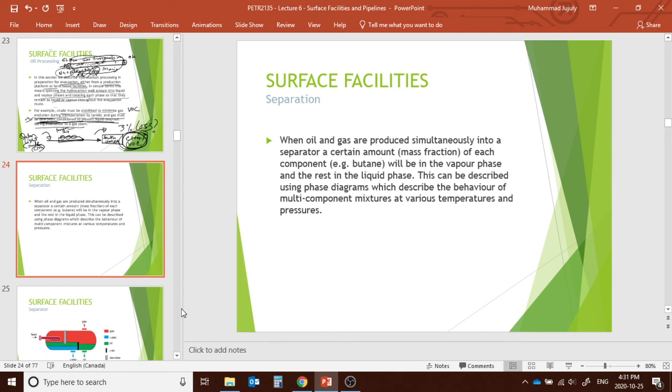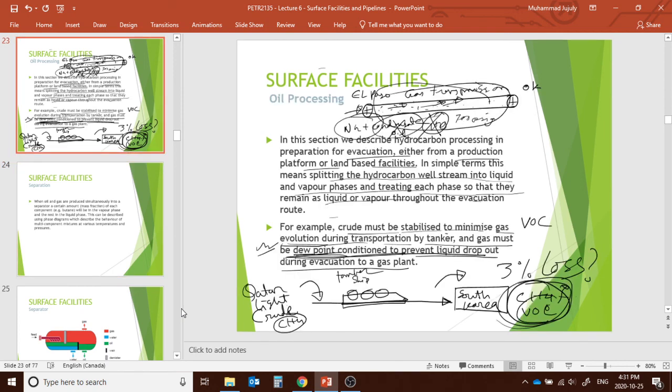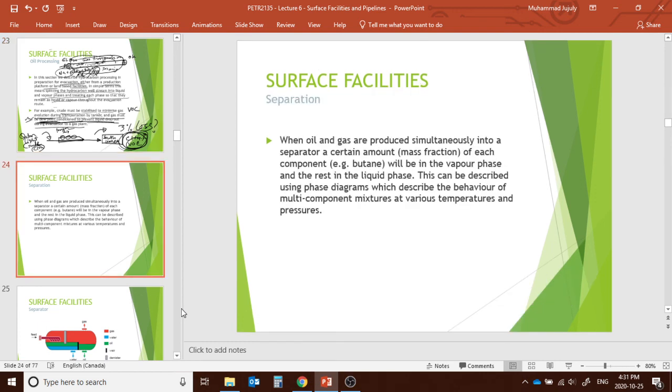How can we see whether the oil or the gas is above or below the dew point? We can check the PVT diagram, or the phase diagram. From the phase diagrams, we can see the behavior of the multi-component mixture at a certain temperature and pressure at which we want to transport the fluids.